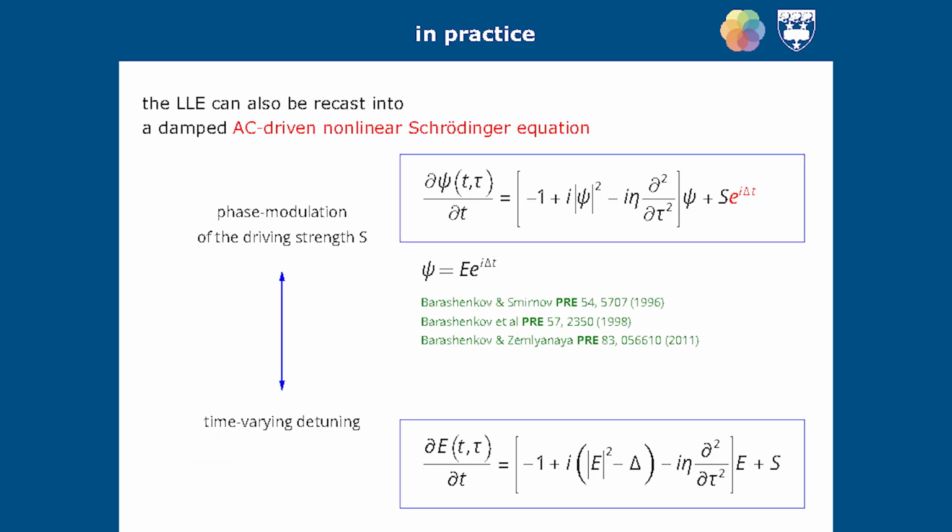Another form of this equation which you may encounter is the following. It's obtained by doing this change of variables. So instead of having a detuning, you have your driving term, which is temporally oscillating. And this is referred to as the AC-driven nonlinear Schrödinger equation. But again, it's the same equation. It's just a different sort of scaling.